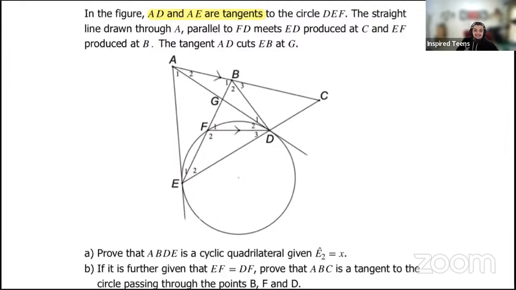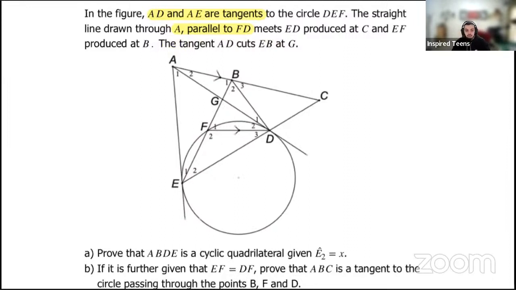So AD and AE are tangents to the circle at DEF, the circle DEF. The straight line drawn through A parallel to FD meets ED produced to C. ED produced to C just means that the line continues to C, right? That's in the diagram for sure. And EF produced at B, that's also fine. And tangent AD cuts EB at G, again, that's just lines touching each other that we can see in the diagram. So the important bits of information I've highlighted. Okay, so that's the first thing.